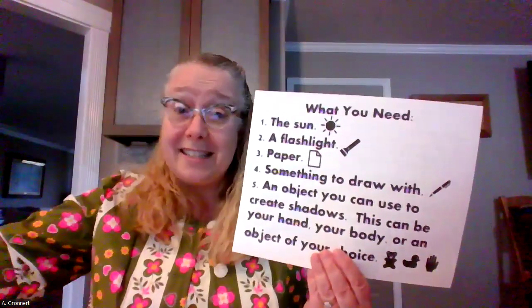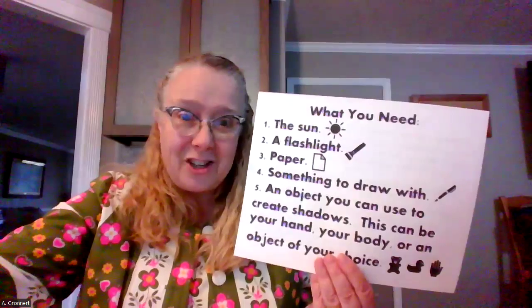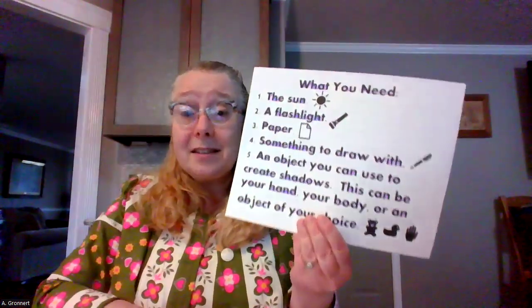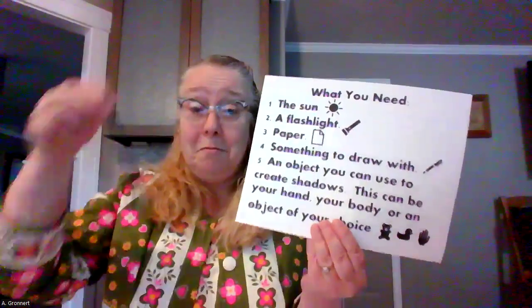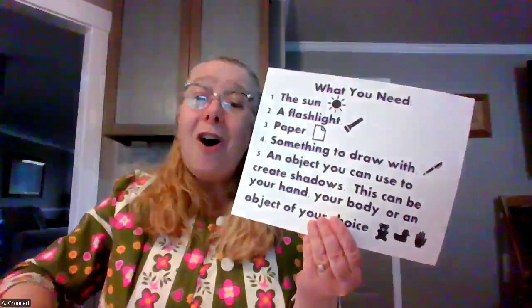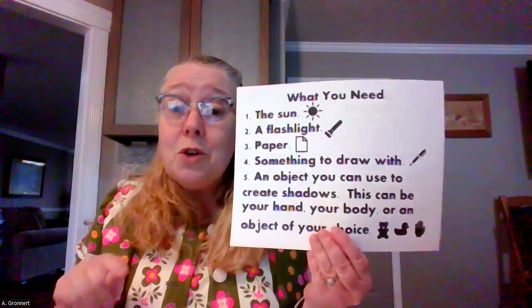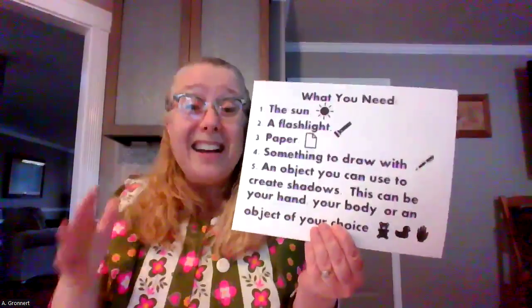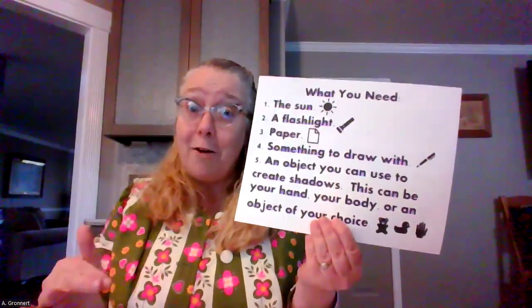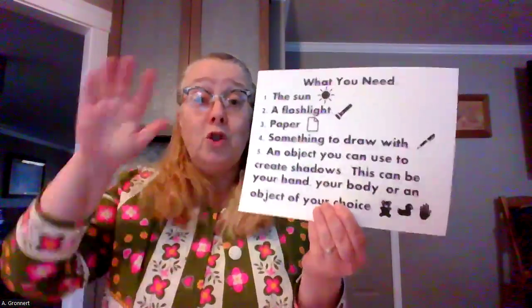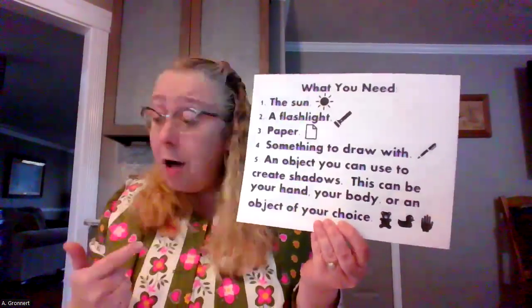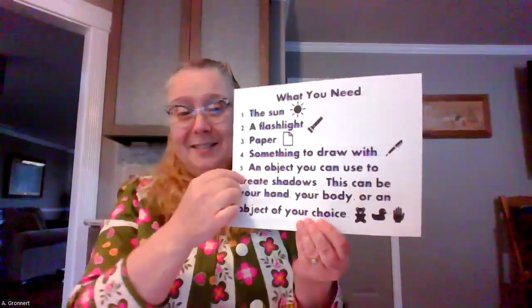So, you'll need the sun or a flashlight. You'll need paper and something to draw with. You'll also need an object that you can use to create shadows. Now, you can have just about any type of object that you want for this. You can use your hand, your body, or even an object of your choice.